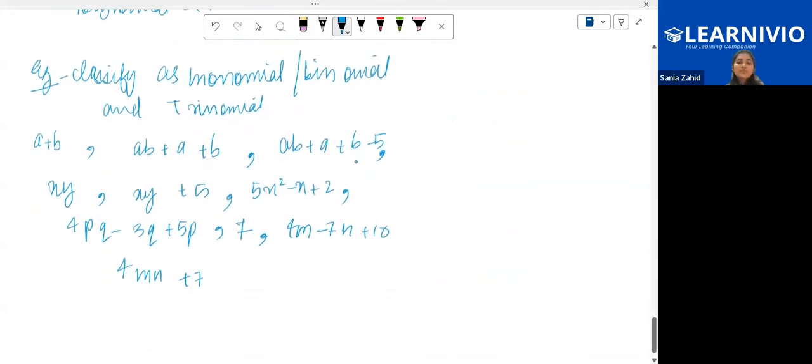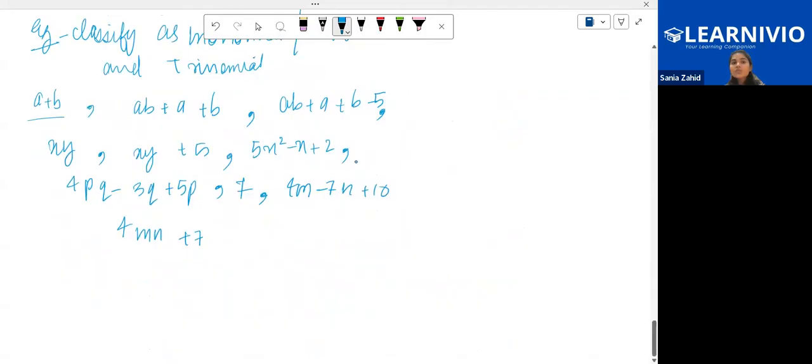Let's suppose the first one is a plus b. So a plus b is what kind of expression? It is a binomial because it has two terms. Then ab plus a plus b is a trinomial. So you make a table. In the first column, you write monomial, then binomial, then trinomial. Make a table and then write all the answers. Start doing it.